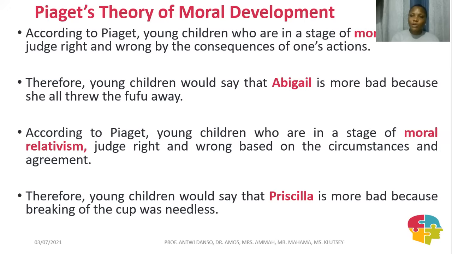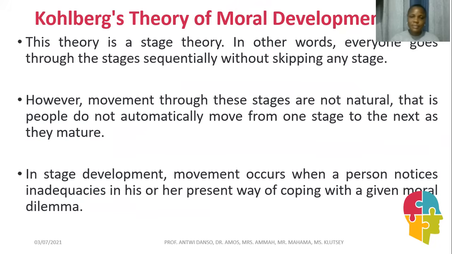will say that no, Abigail's food fell on the floor and became dirty. That is why it was disposed of. It wasn't because she did anything bad. But Priscilla intentionally threw the cup on the floor and it was smashed. And so Priscilla is more bad because the breaking of the cup was needless.